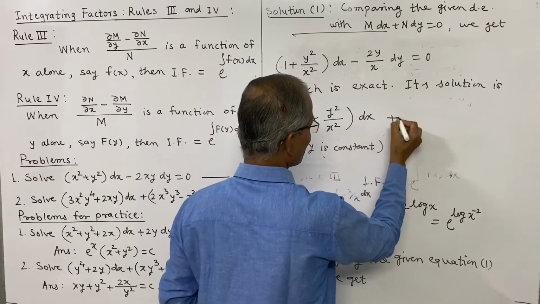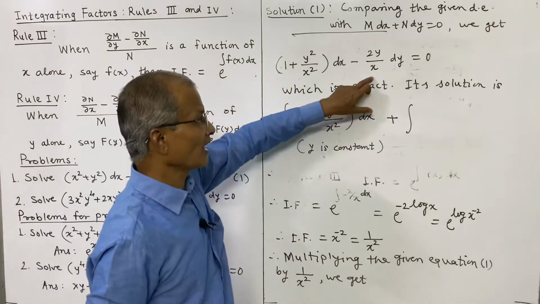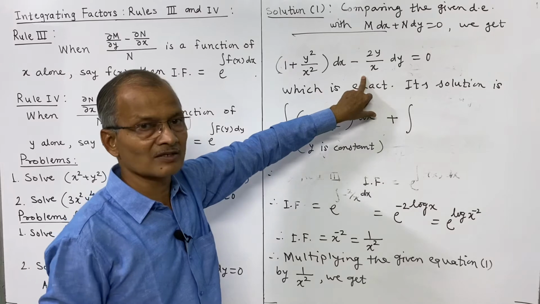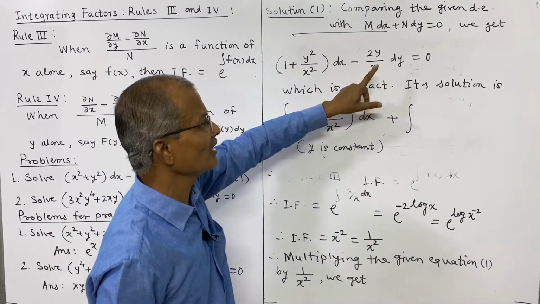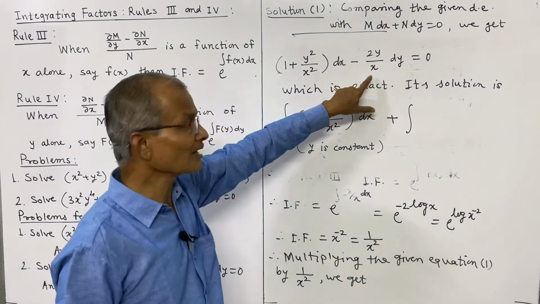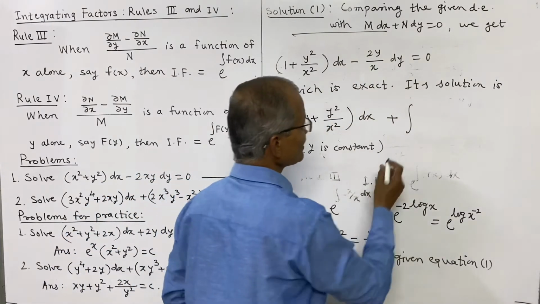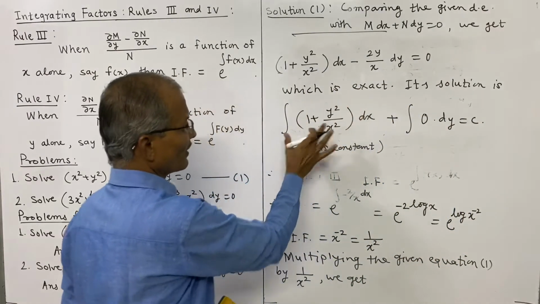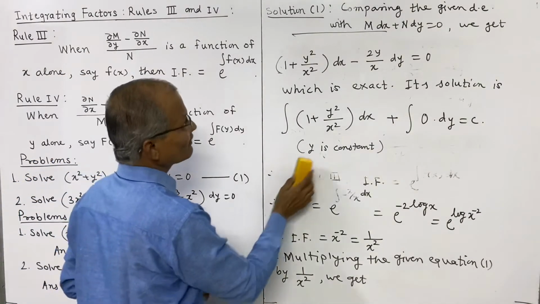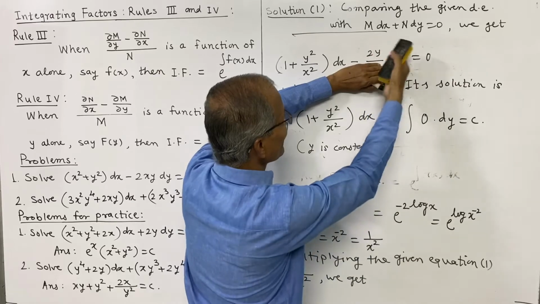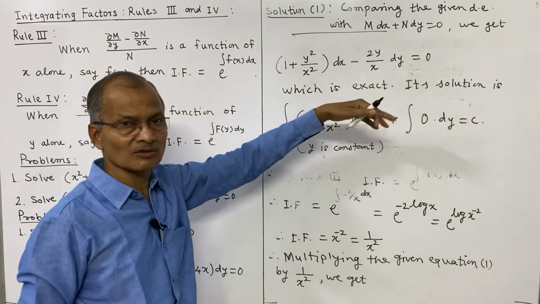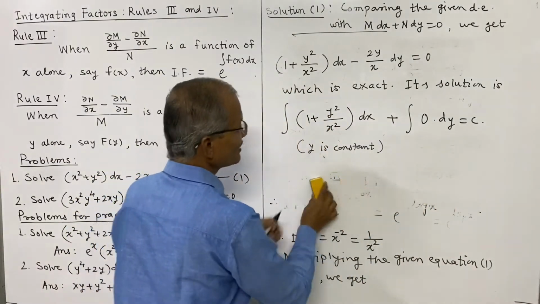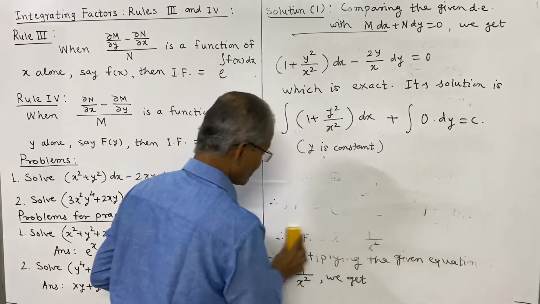and plus the integral of those terms of N, the coefficient of dy, which do not contain x, meaning free from x. And we observe that there is only one term in N, that is minus 2y upon x, and it contains x. So if there is no such term, then it is 0. 0 into dy. This is the rule of solution of an exact differential equation. We could have written minus 2y into dy, but it contains x, so we have to leave that term. Now evaluate the first integral only. The second integral is 0, and c is the constant of integration.